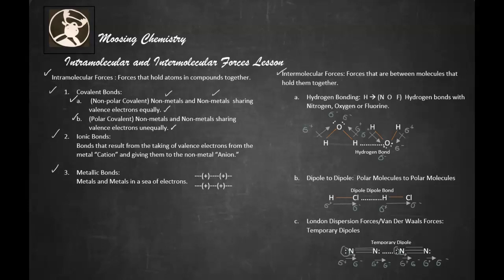The last thing is a metallic bond. Metallic bonds are metals and metals, and in these metals they're like a massive sea of electrons. So think about these metals as the positives here, and these little dashes right here are the electrons. And so you have these metal atoms that are basically cations, and they're in the sea of electrons, and this is how metals are being bonded to each other.